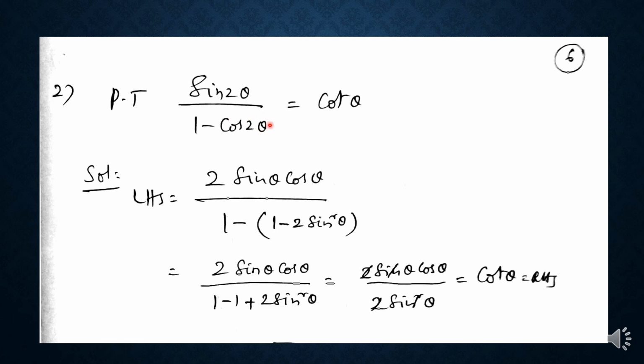So what is cos 2a in terms of sin a? That is 1 minus 2 sin square a. So in the same way we can write cos 2 theta as 1 minus 2 sin square theta. So that can be written as 1 minus of 1 minus 2 sin square theta. By simplifying this we will get 2 sin theta into cos theta by 1 minus into minus becomes plus 2 sin square theta. Here 1 cancels, then we will get 2 sin theta cos theta by 2 sin square theta. 2 gets cancelled, sin theta gets cancelled, we will get cos theta by sin theta, which is equal to cot theta. This is RHS, hence proved.